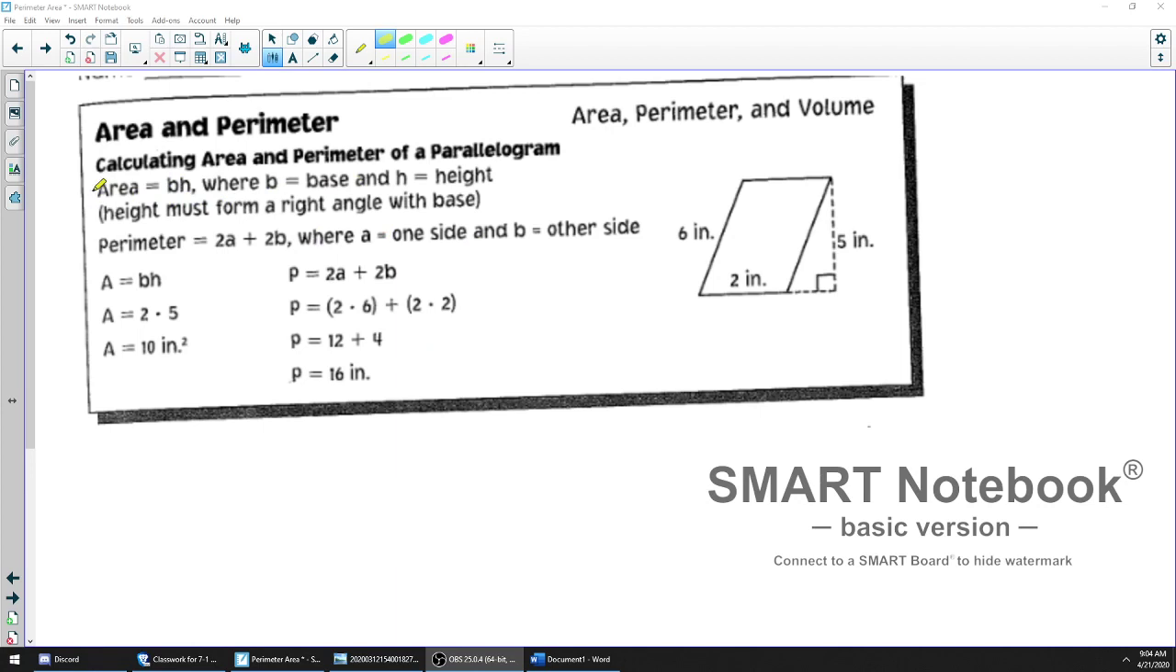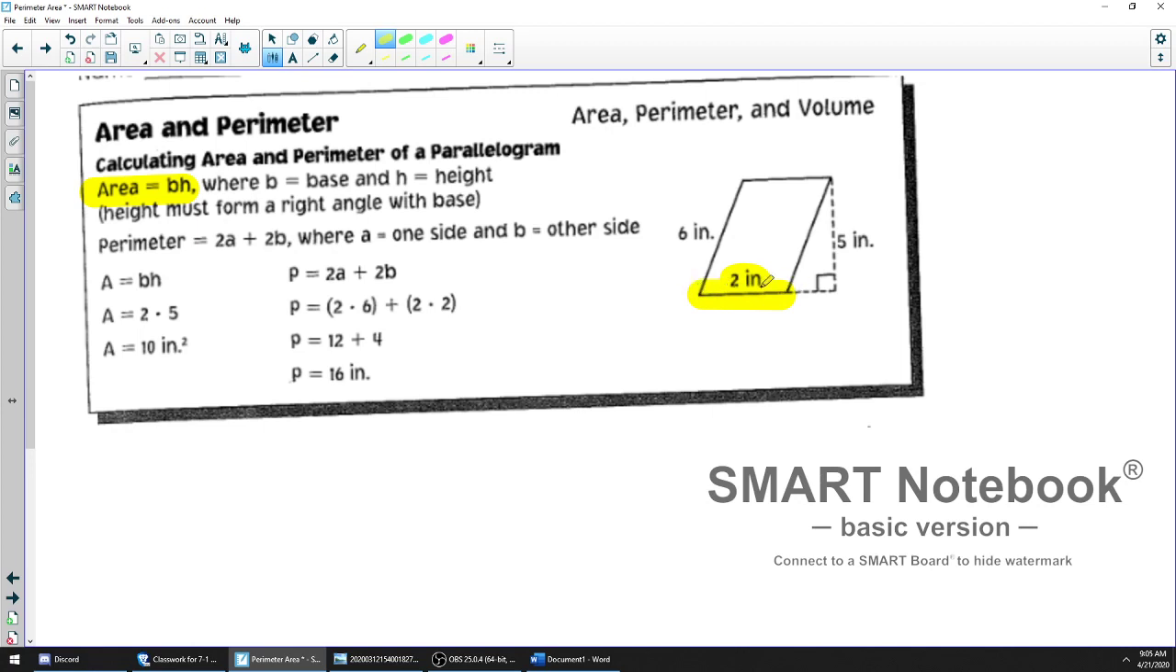So area, the equation is area equals b times h, where b is base and h is height. So it's basically area equals base times height. And what is the base? What is the height? Look at this picture on the right. The base, I want you to think of as the bottom. So what is the bottom part? What's that number? If you said 2, that's correct, right?